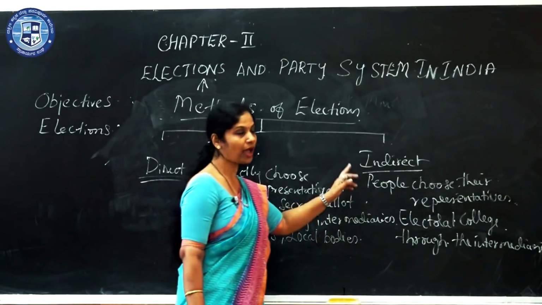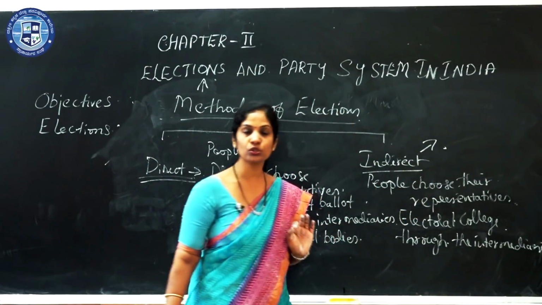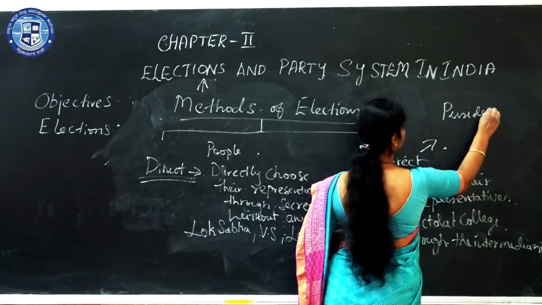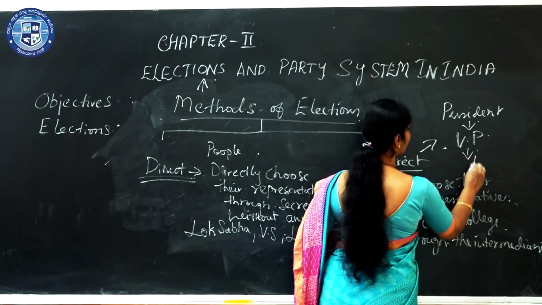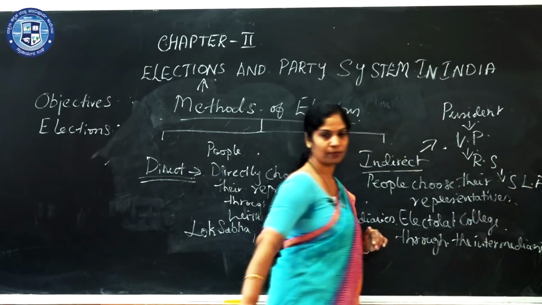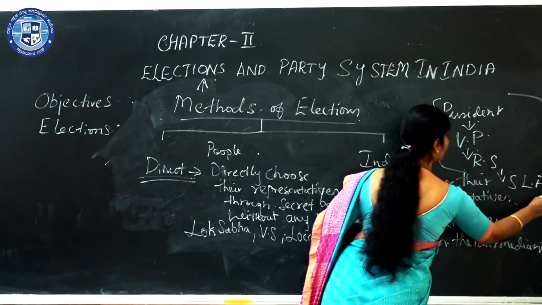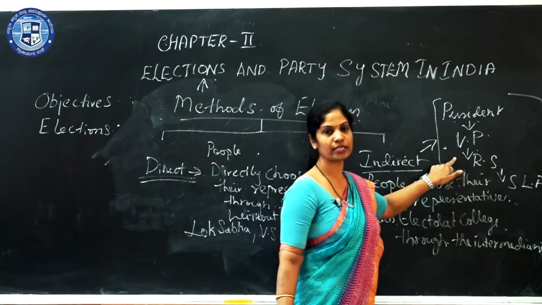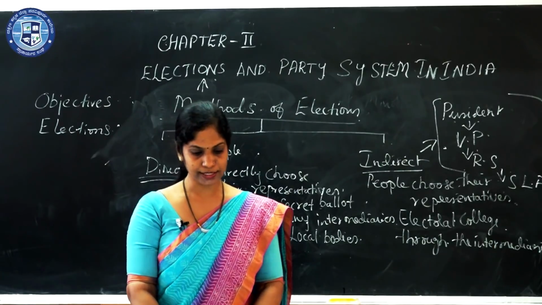But before that, I need to give the example for this indirect method of election. Whom do we choose through the method of indirect election? First and foremost is the President of India, then the Vice President of India, then the members of Rajya Sabha, then the members of state legislative assemblies. So these are all the examples for the indirect method of election. Whom do we choose through the indirect method? President, Vice President, members of Rajya Sabha and the members of state legislative assemblies.